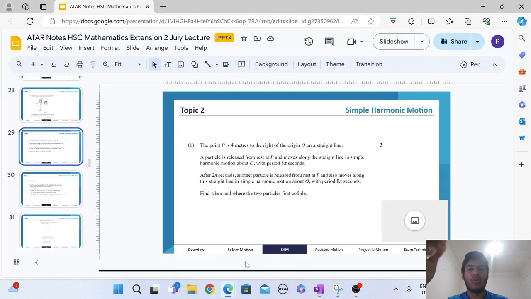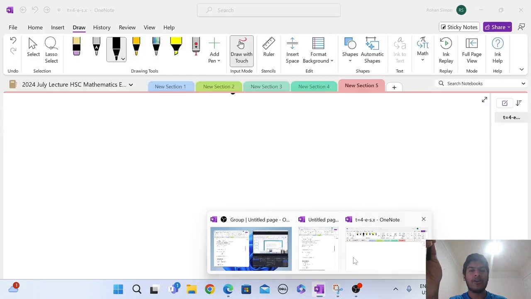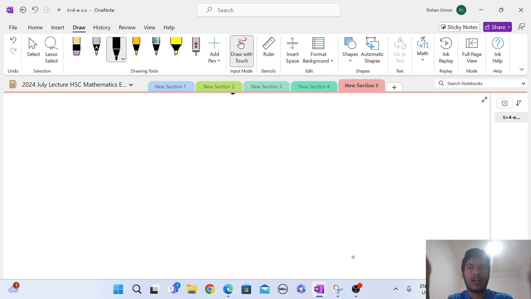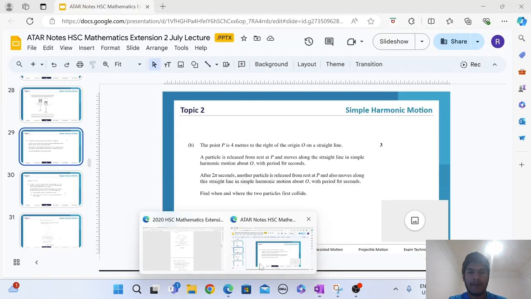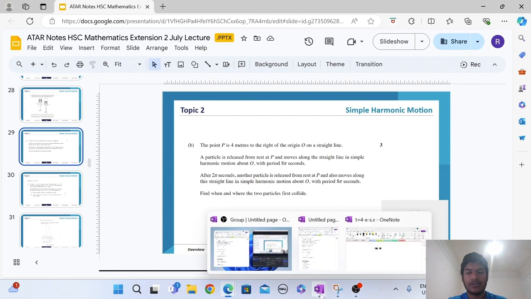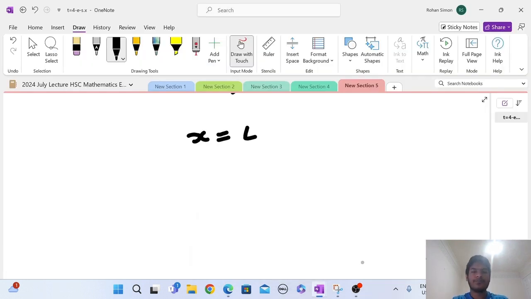We're now interested in the where question. That is where the two particles first collide. Because we're interested in the where question, we need to come up with an equation of motion for at least one of the particles. And I believe that the first one is probably going to be easier because we're not going to have to deal with some sort of phase shift. So we can say x equals, what's the amplitude? Look back at the question, amplitude is going to be 4 meters because the point P is 4 meters from the origin, and we're centered about the origin, and so the amplitude is going to be 4.